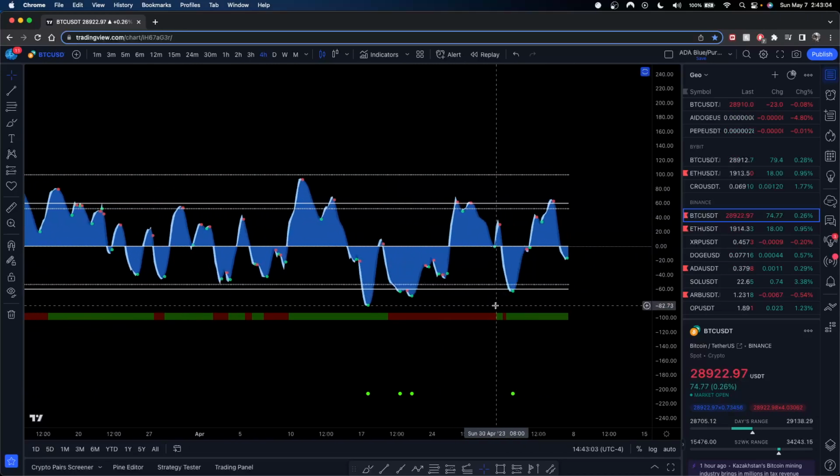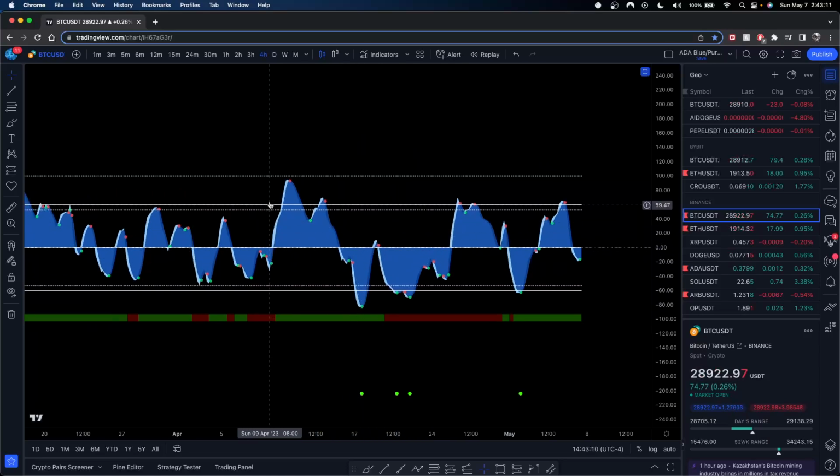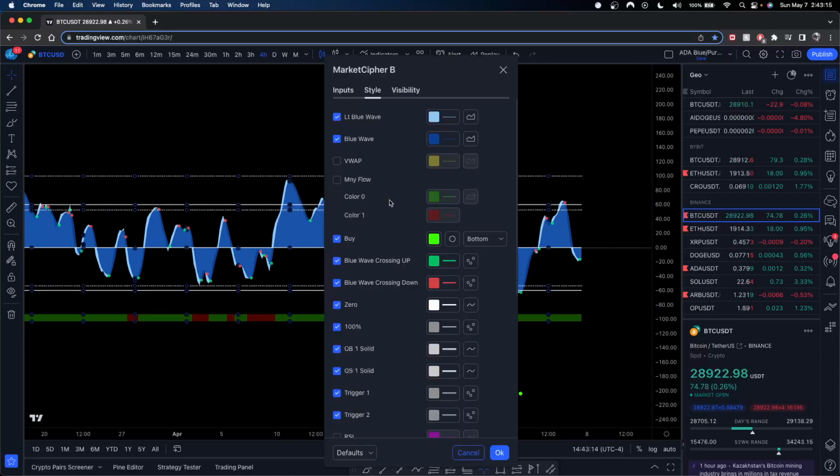So that's very important. We have these green dots and these red dots, which print when our momentum starts to shift. Okay, so let me hide these dots just for now.